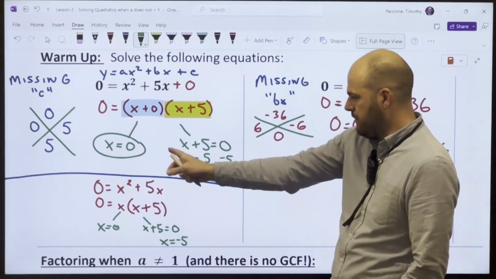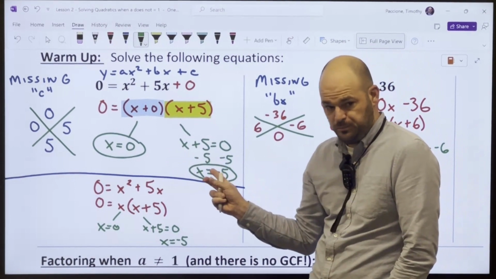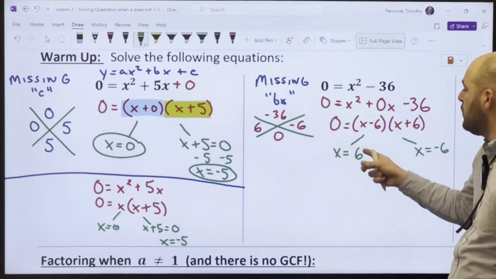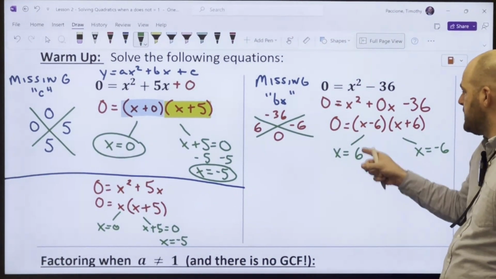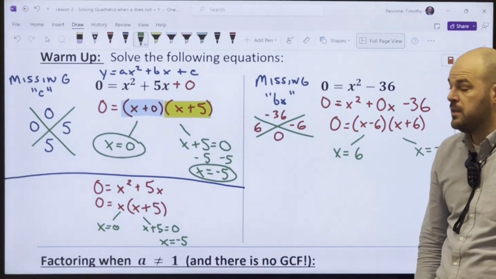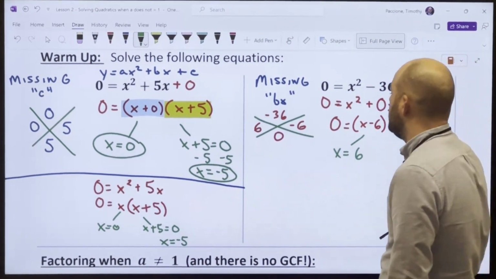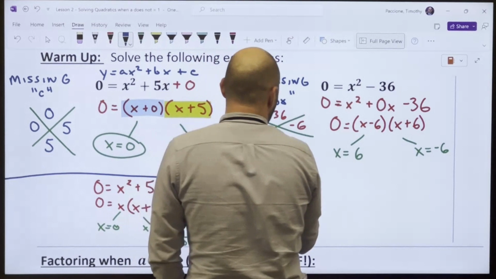You don't have to do this thing every time where you minus 5 from both sides. I'm just doing that to show you why this works. If you want to jump to this, I know it has to be 6. I know it has to be negative 6. You can. If you need to do that every time, do it. Okay?